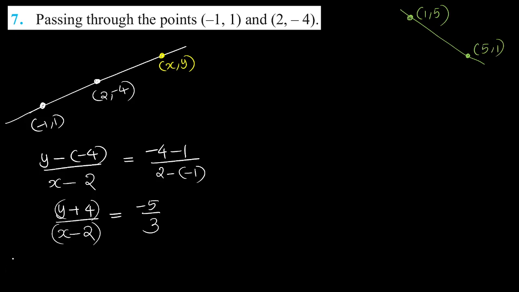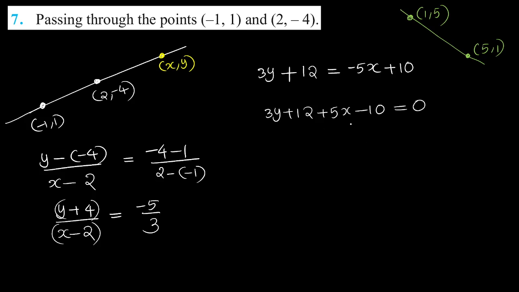Okay, sir. Others, please listen. Let me do the cross multiplication. 3 into y, 3y. 3 into 4, 12. Minus 5 into x, minus 5x. Minus 5 into minus 2, plus 10. Right side taken to left side, is equal to 0.